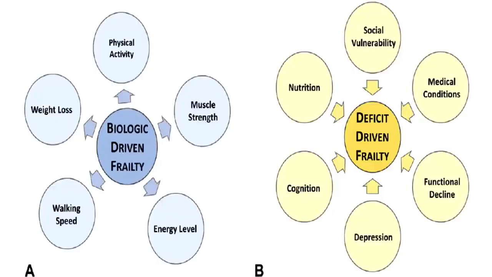This just shows you the differences between the two major ways of measuring frailty. You see on the biologic-driven frailty, it's primarily focused on muscle strength, walking, and physical activity, whereas the deficit accumulation model looks at basically all the components of the patient, from social vulnerability, living situation, medical conditions, cognition, and functional decline. Be that as it may, no matter how you measure frailty, the bottom line is it's very common in the elderly.